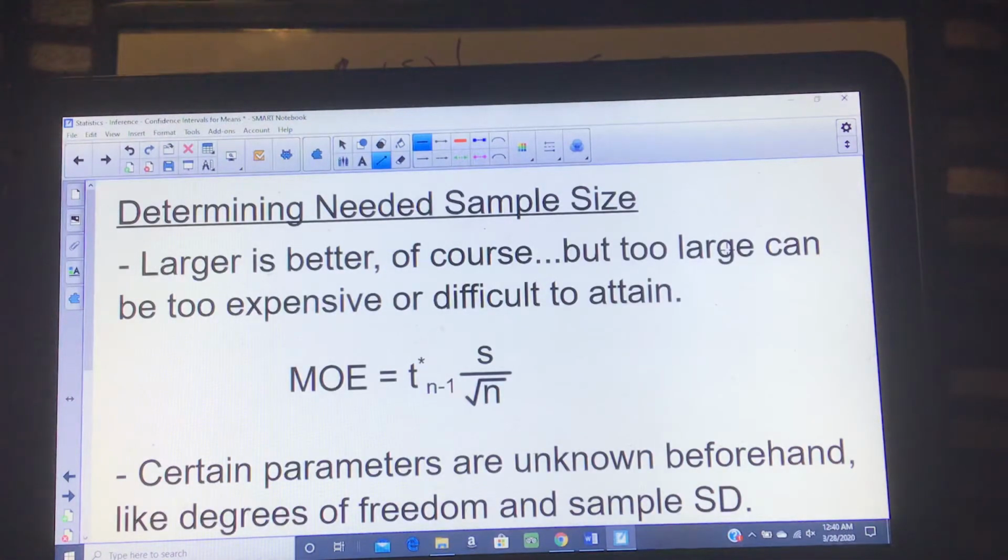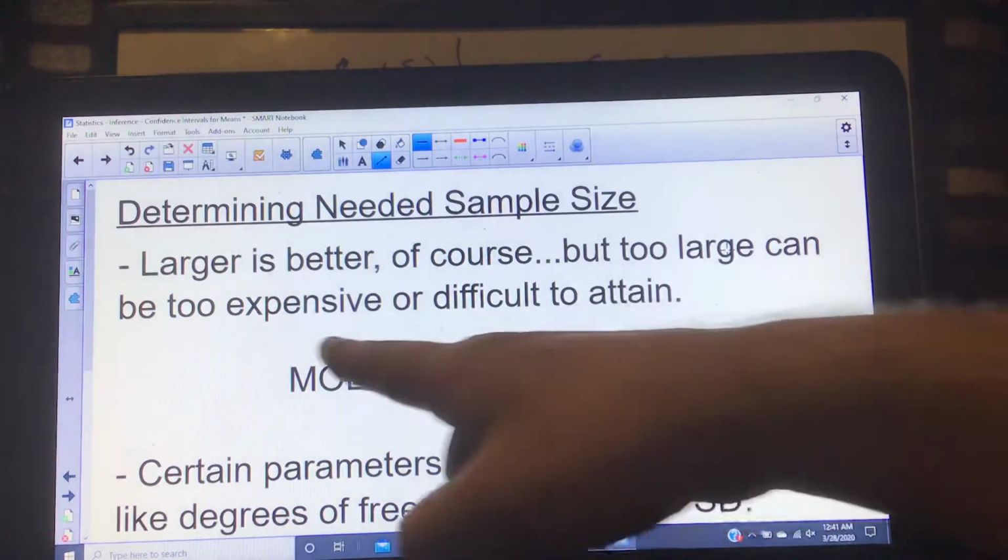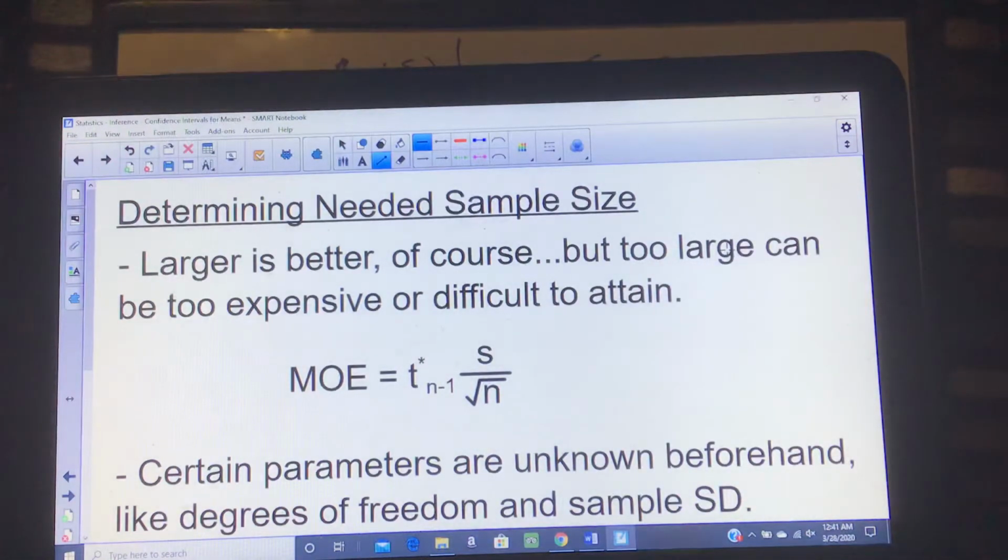So we have to determine our needed sample size. Larger is better. The larger the sample size, the smaller our confidence interval needs to be. But remember, there's an issue, same thing we ran into with proportions: if we make our sample size too large, we can end up running into the problems of expense or difficulty obtaining that kind of sample. So we saw with proportions, it was common to use 500, 1,000, at most 2,000 because it was doable without too much expense and too much time.